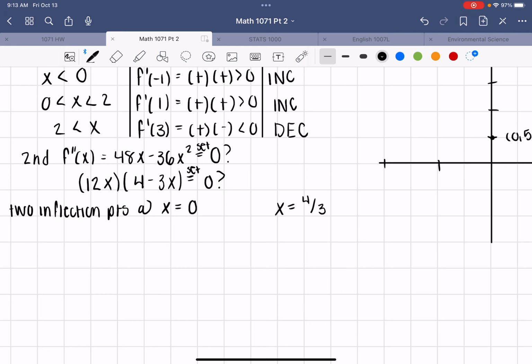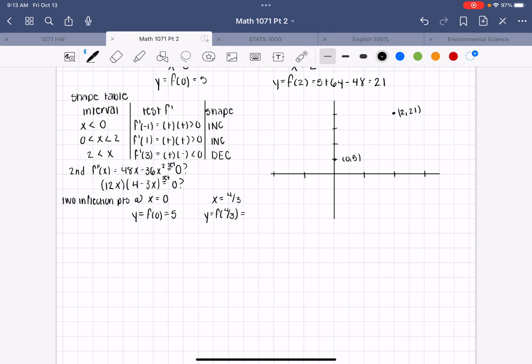And I need these points. Let's do the y coordinate. Put 0 into f. It's 5. So notice that this point, maybe I should use purple, this point is also an inflection point. So yeah, you can have a point which is both critical and inflection.